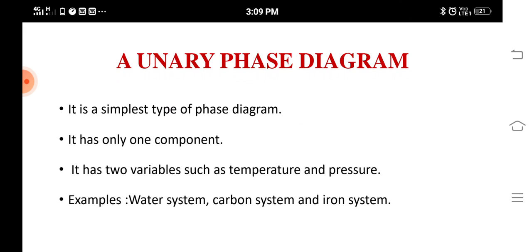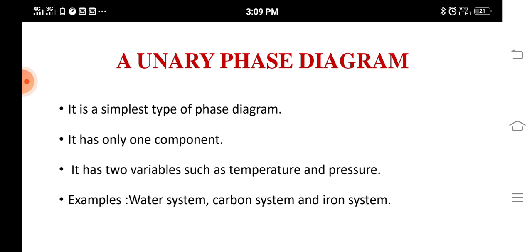A unary phase diagram or a single component phase diagram is the simplest type of phase diagram. It has only one component. It has two variables such as temperature and pressure. And examples for unary phase diagram are water system, carbon system and iron system.